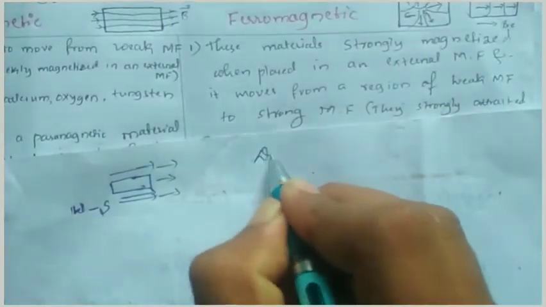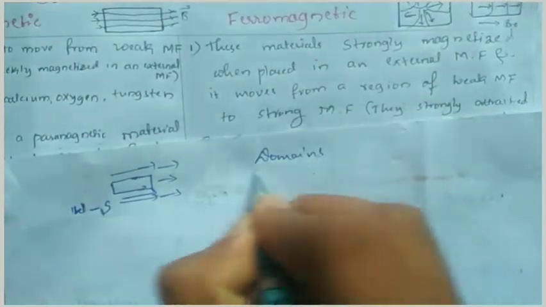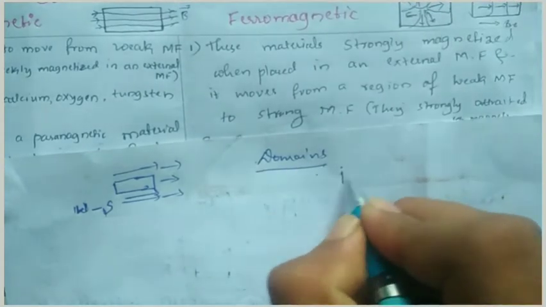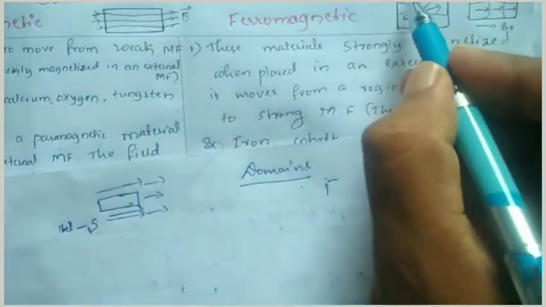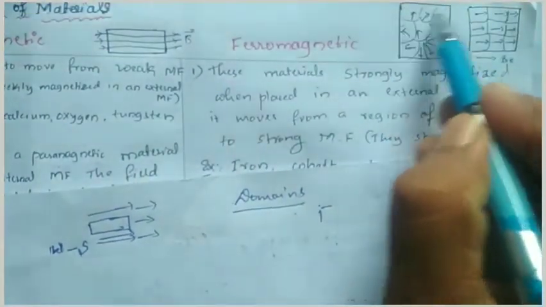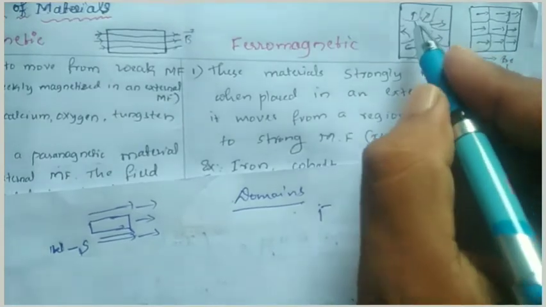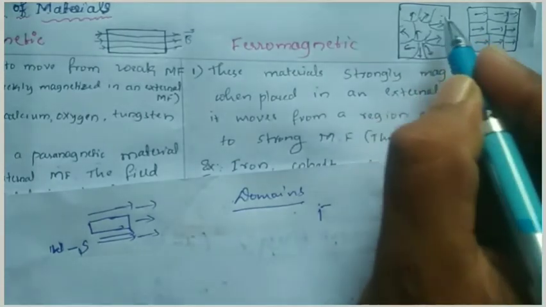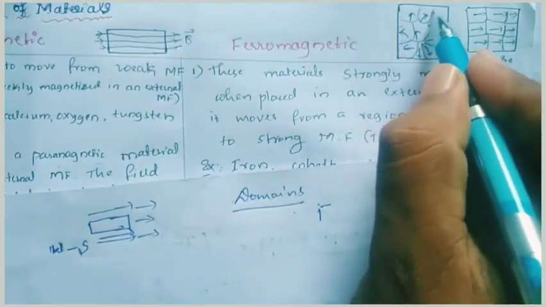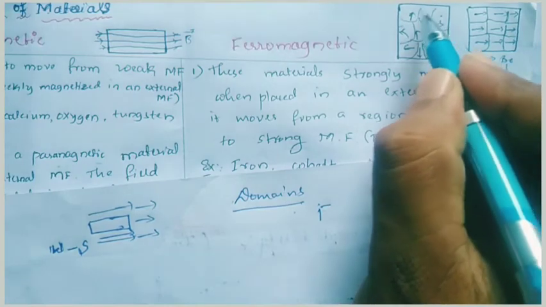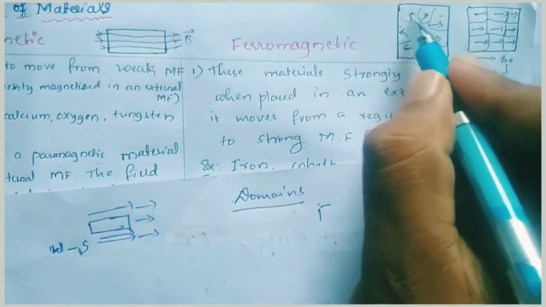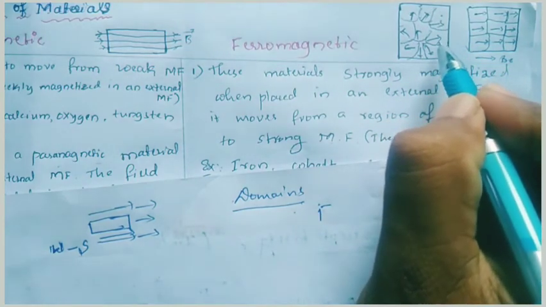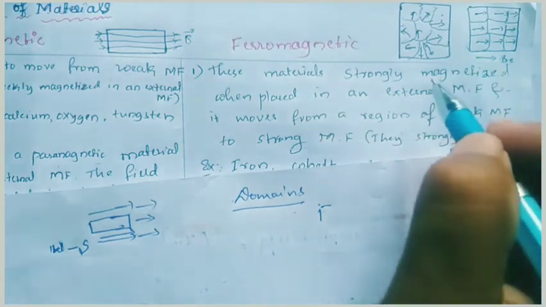So what is meant by domains? Domains are nothing but a group of atoms present in the ferromagnetic material. If you consider one ferromagnetic material here, groups of atoms are present: this one group, this one group, this one group. The group of atoms are aligned in the same direction, but each domain is separate.